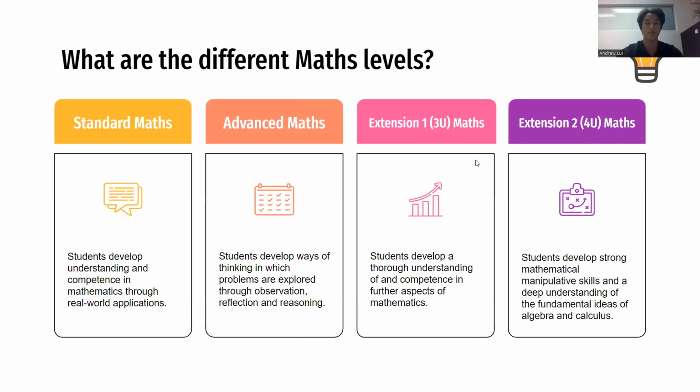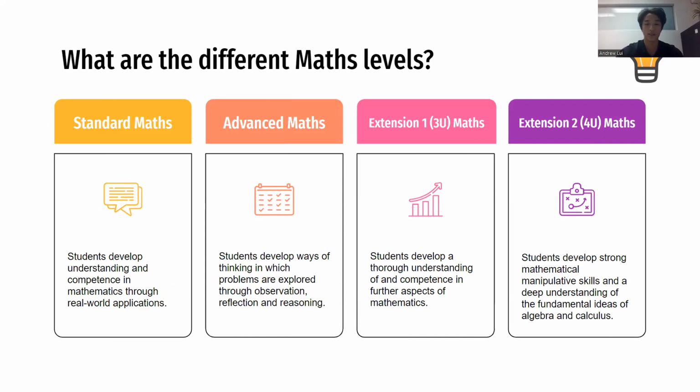So let's look at the different maths levels. I'm mainly a tutor for advanced to Extension 2, so I'll be covering those. Sometimes you'll see Extension 1 and Extension 2 being called 3U and 4U. That just means that they correspond to giving 3 units and 4 units to your HSC respectively.